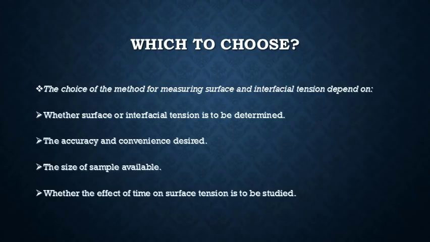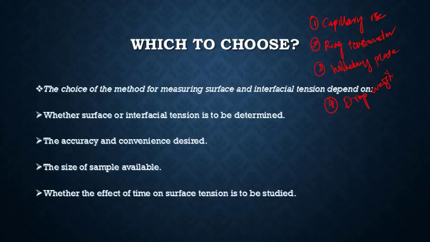So now, just to recap the methods that we have learned just now. The first one will be the capillary rise method. The second one is the ring tensiometer. The third one is the Wilhelmy plate method. And the fourth one is the drop weight and volume methods. So now, which method to choose?